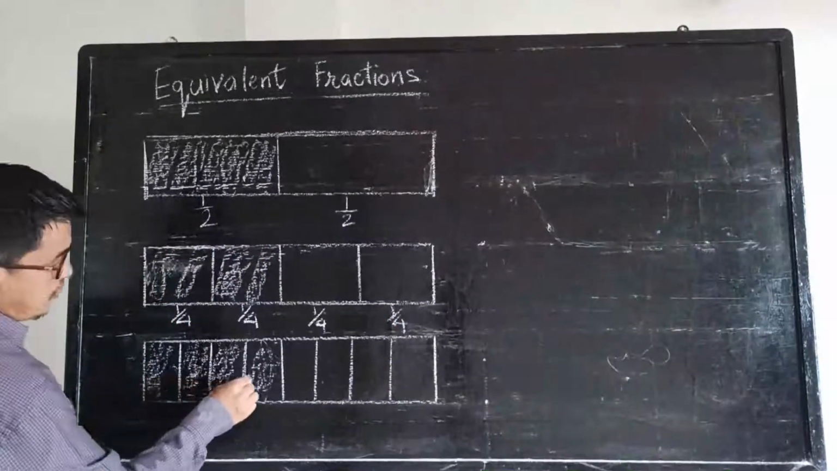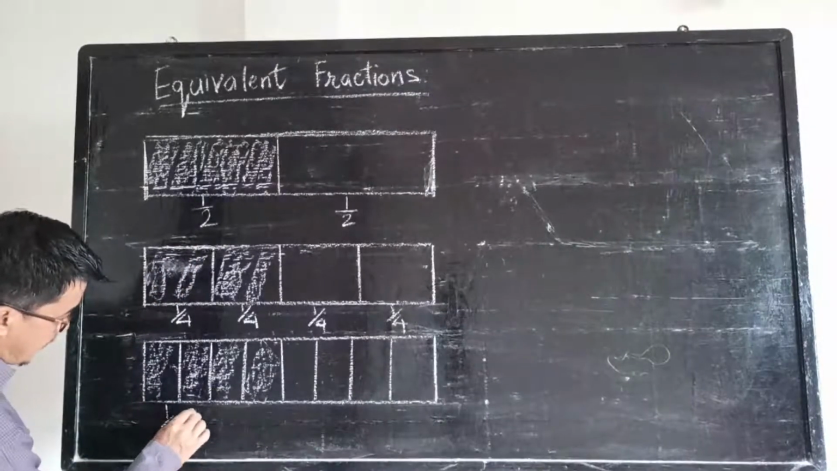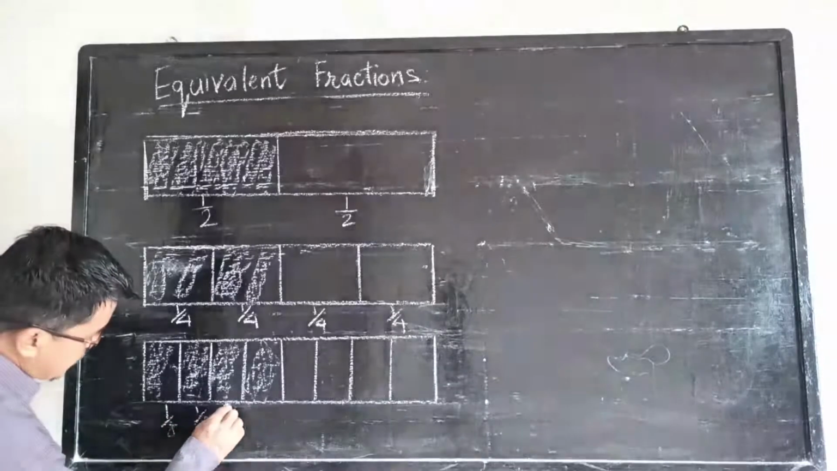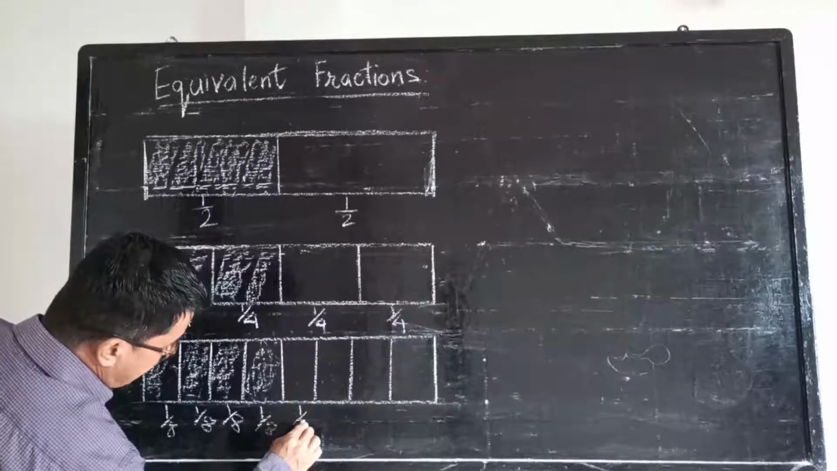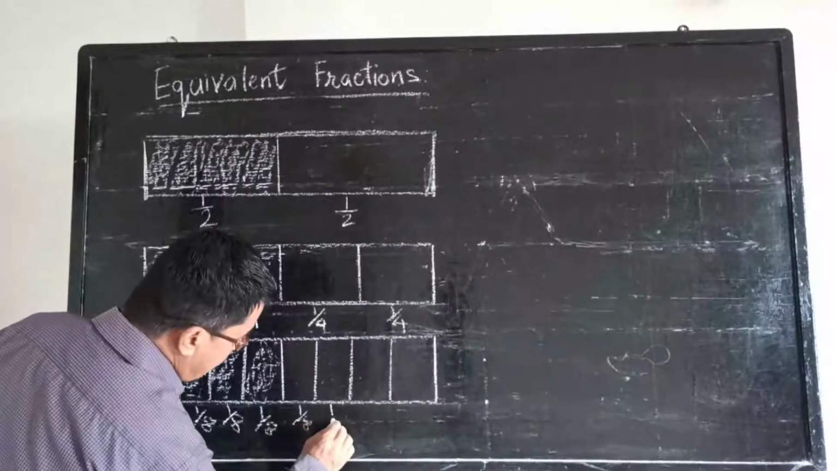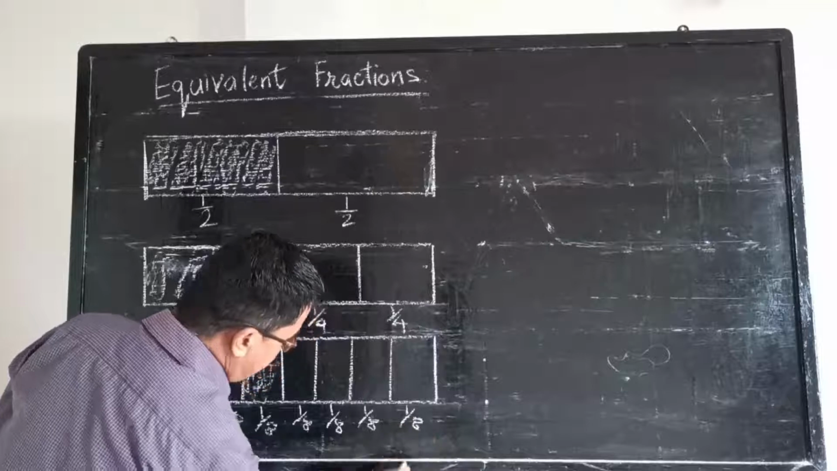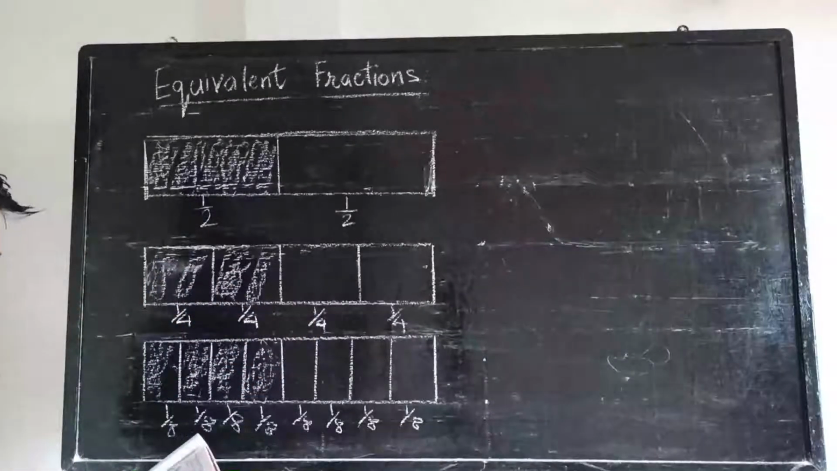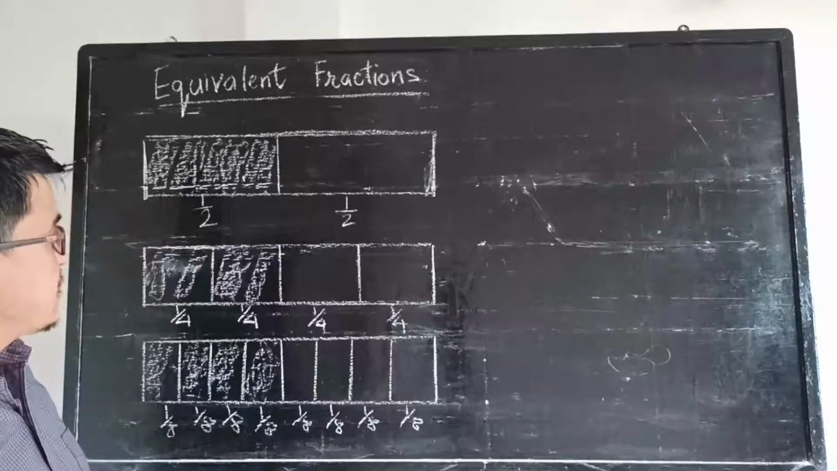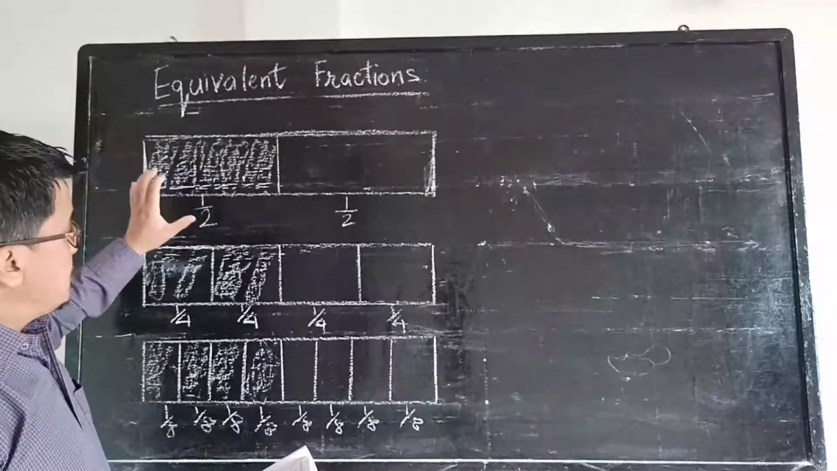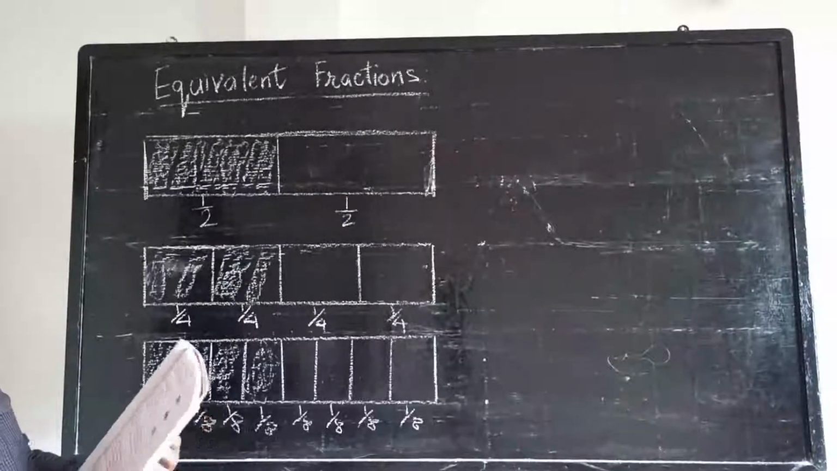Here 1, 2, 3, 4, 5, 6, 7, 8. Here also 1 out of 8 parts, and in each of the rest of the shaded parts also 1 out of 8 parts. So the sizes of the shaded portion in the rectangles remain the same, although the fraction representing the shaded portion can be written in one or more than one ways.